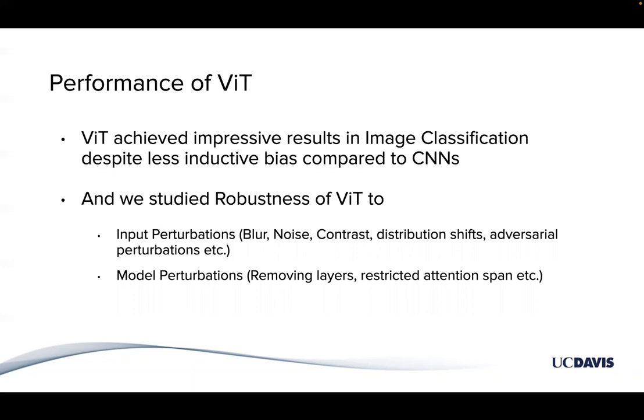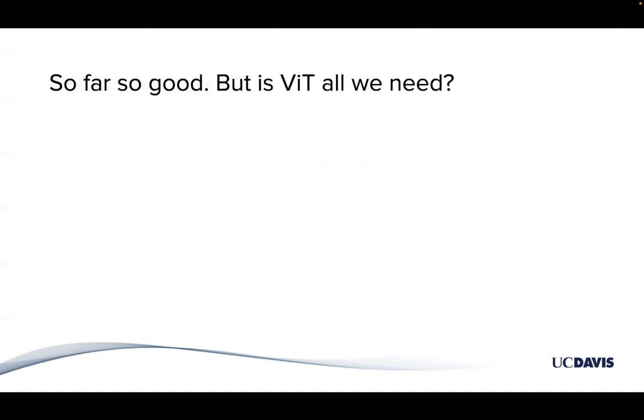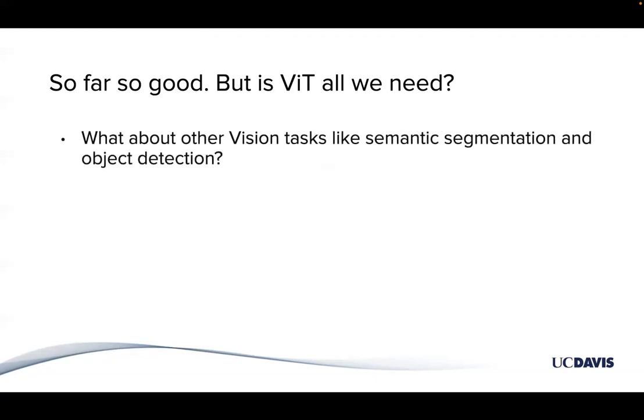So in summary, from what we have studied so far, we understood that vision transformers are good and maybe even better than convolutional neural networks at the image classification task, and they are robust to perturbations. So is ViT the holy grail? Is ViT all we need? ViTs are very good at image classification. We have seen that last week.